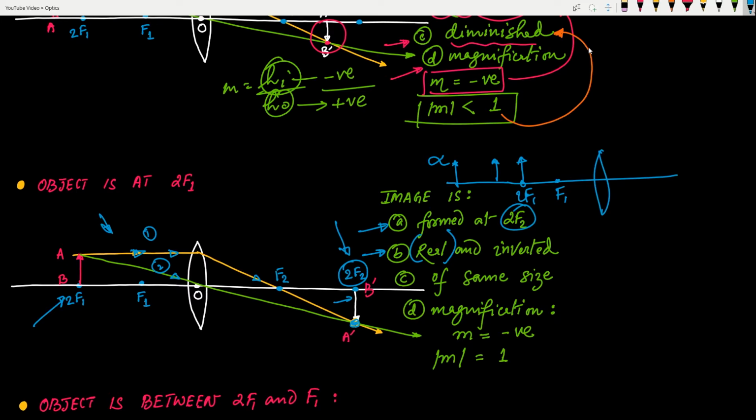Simple as that. And since the image formed is real, the image will always be inverted. Simple, as you can see in the ray diagram. And number three, the image produced will be of the same size. Now why will it be of the same size?